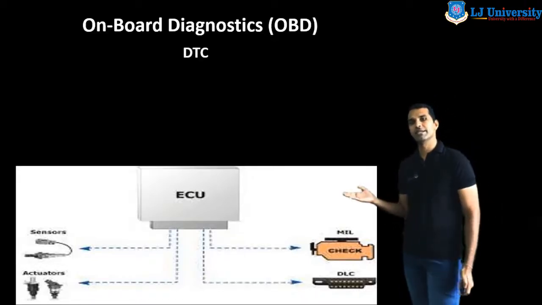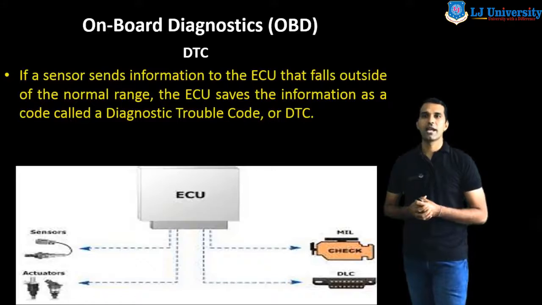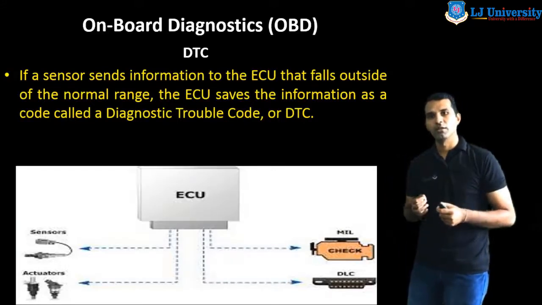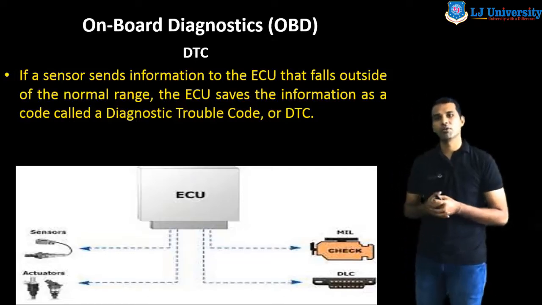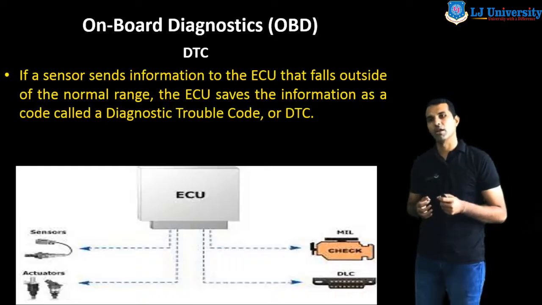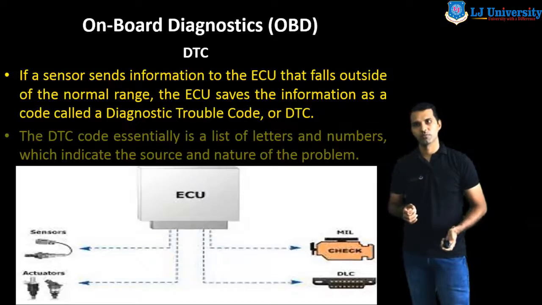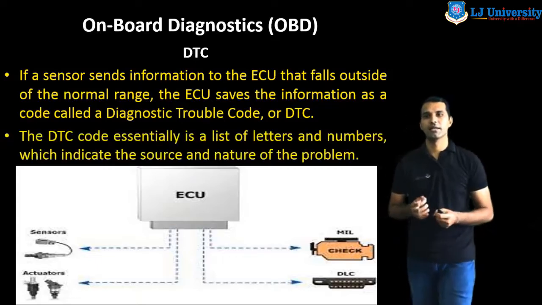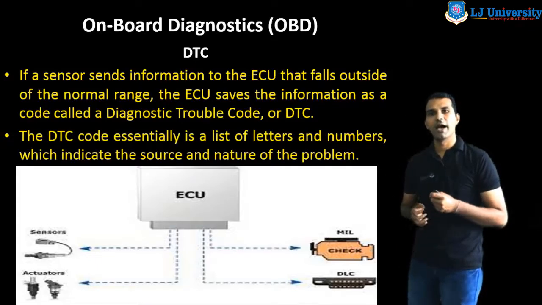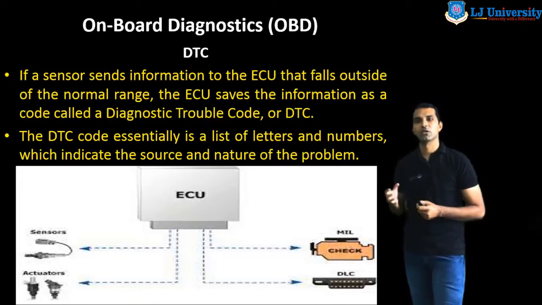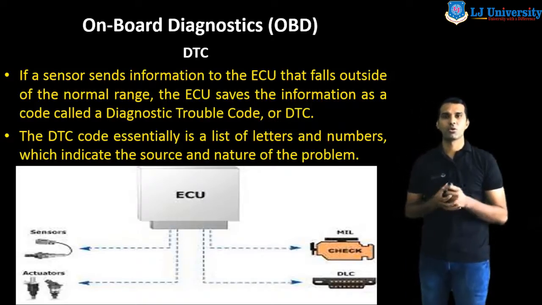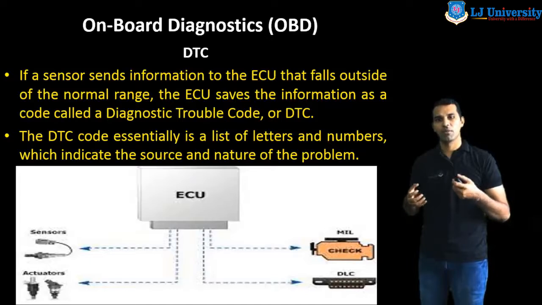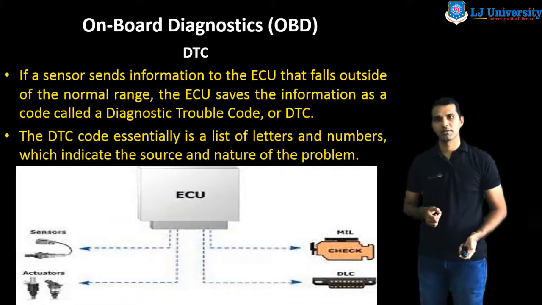Then next one is the DTC. If the sensor sends information to the ECU that falls outside of the normal range, the ECU saves the information as a code, and this code is called diagnostic trouble code. The DTC code essentially is a list of letters and numbers which indicate the source and the nature of the problem. There are different codes according to the different manufacturers of the vehicle. So this code is very helpful for diagnostic purposes.